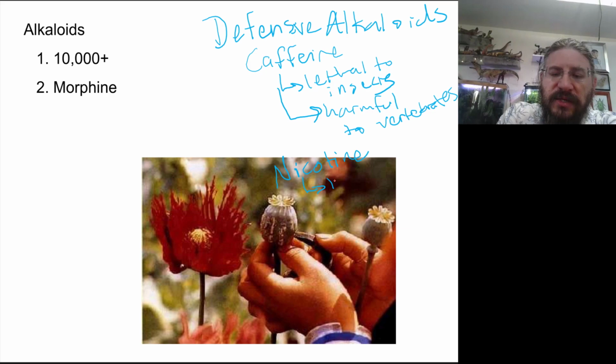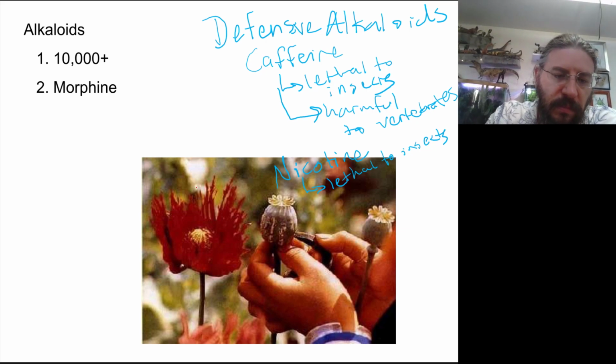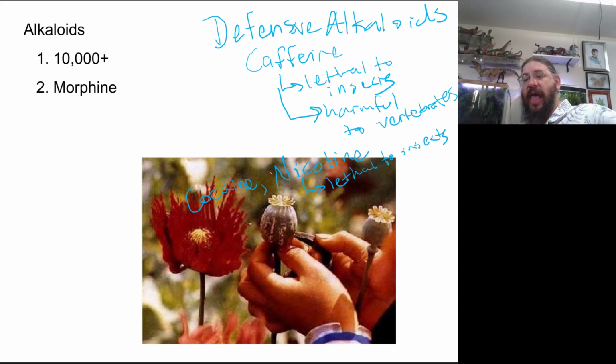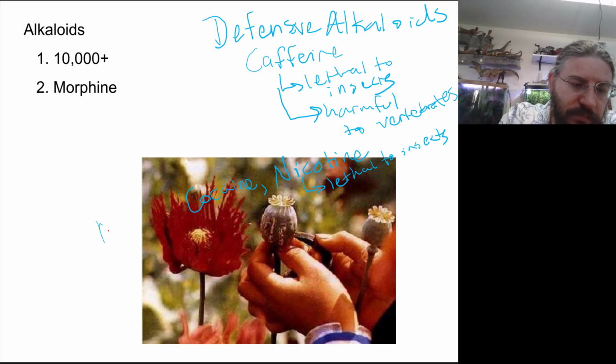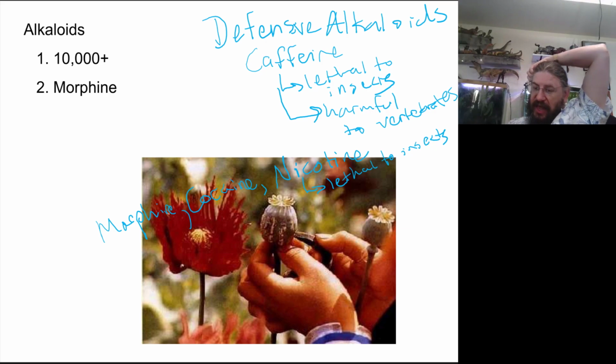Again, lethal to insects. Right? Cocaine. Lethal to insects and harmful to vertebrates. Morphine. Lethal to insects and will cause vertebrates to get real sleepy, which actually may make them more susceptible to predation.